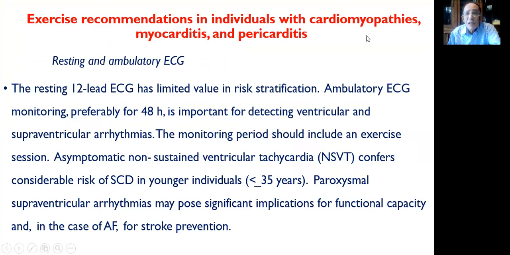Exercise recommendation in individuals with cardiomyopathies, myocarditis, and pericarditis. Of course, it is dangerous to allow them to participate in exercise. The resting 12 lead ECG has limited value. Ambulatory ECG, preferably 48-hour Holter, is important for detecting ventricular and supraventricular arrhythmia. Asymptomatic non-sustained ventricular tachycardia carries a considerable risk for sudden cardiac death in young individuals. Paroxysmal supraventricular arrhythmia may pose significant implications for the capacity, and atrial fibrillation, of course, is dangerous.